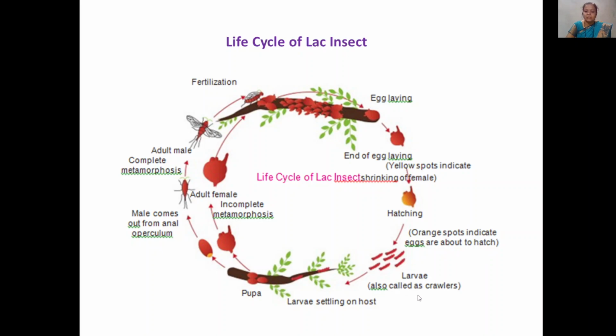Here the larvae, also called crawlers, settle on the host, that is the pupa, and then the male comes out from the anal operculum, and incomplete metamorphosis gives the adult female. We can see here the adult male with complete metamorphosis, and in the adult female incomplete metamorphosis. Go to next slide.